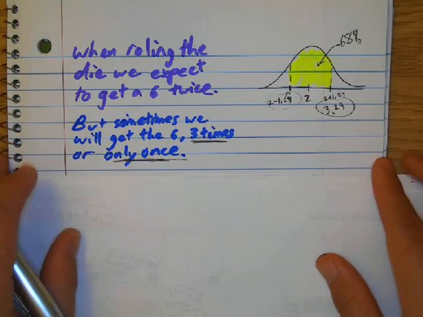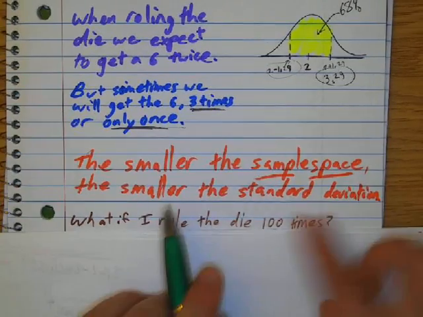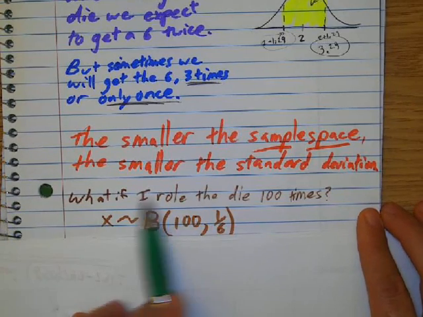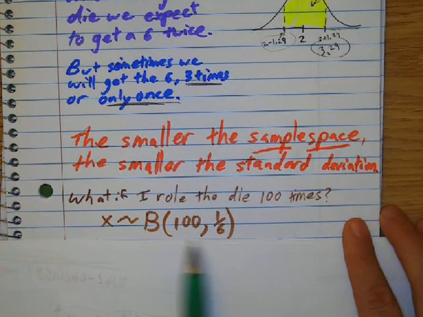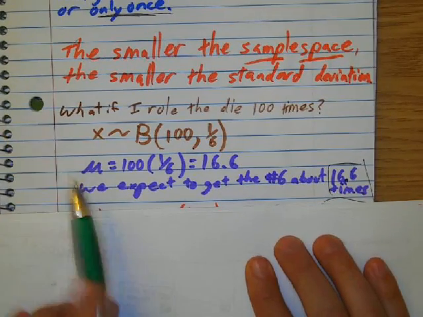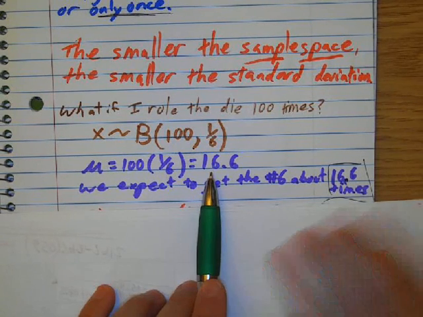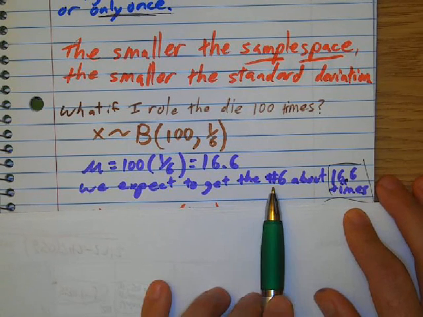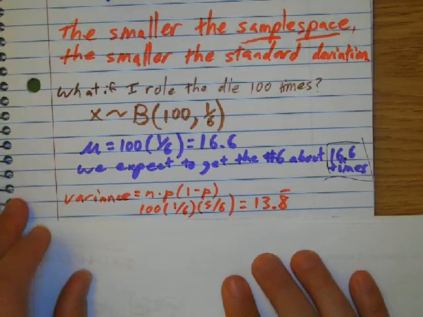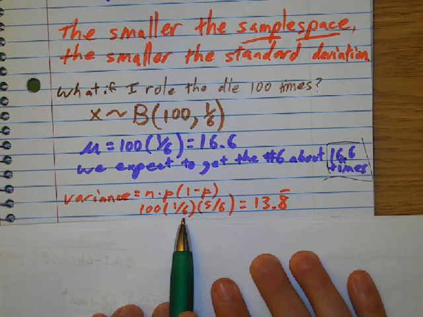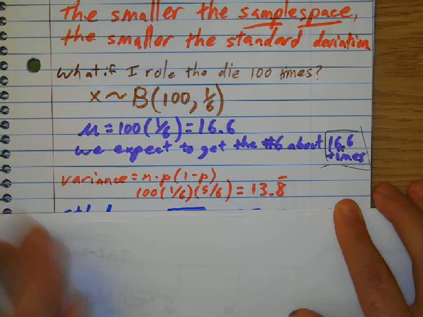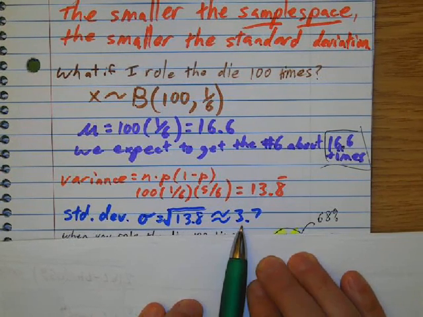So let's look at it with a larger sample space. Okay, so the smaller the sample space, the smaller the standard deviation. We had a standard deviation of 1.29. So what if I roll the die 100 times? Okay, so now we can write it like this. Our sample space is 100, and the probability is still 1/6, right? So to find the mean, we're going to multiply 100 times 1/6, and we get 16.6. Okay, that means we expect to roll a 6 about 16.6 times. Now our variance is equal to, using this formula, 100 times our probability times 1 minus that probability, and we get 13.8. Now, standard deviation is the square root of that, so the square root of 13.8 is 3.7.